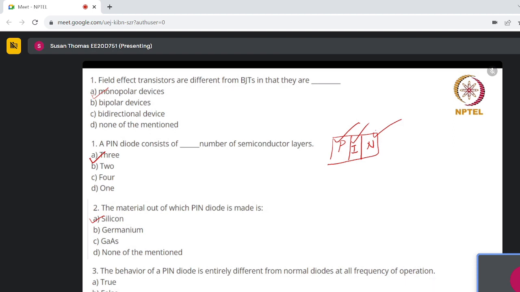Now, coming to the next question, the behavior of a pin diode is entirely different from normal diodes at all frequency of operation. So, make sure that you understood the question properly. The behavior of a pin diode is different from a normal PN junction diode at all frequencies of operation.